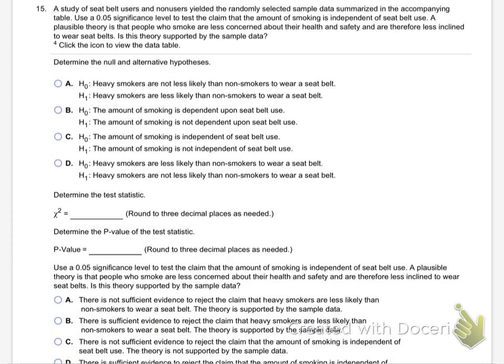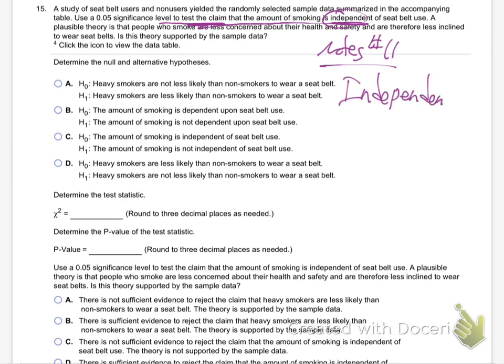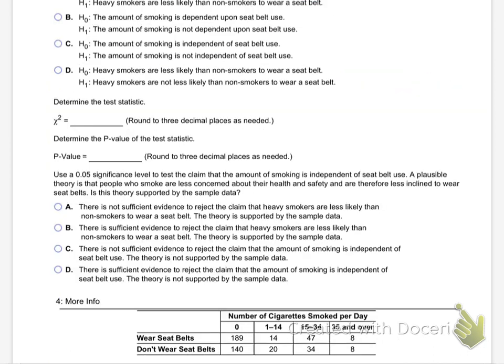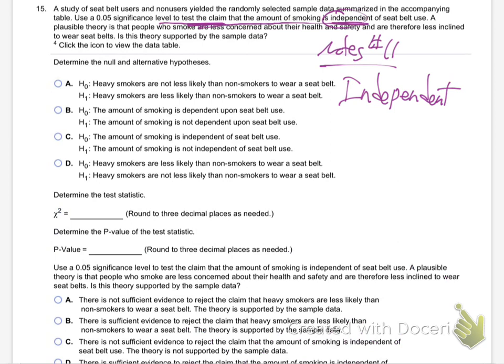And then last one, number 15, there's that word again, independent. Notes number 11, right? Test, see how I always look for the words test the claim? Independent. Notes number 11. Independent again. That's what we're testing. Here's our matrix down here. That's a matrix you put into your calculator and test for independence.